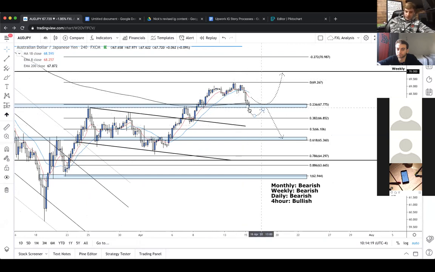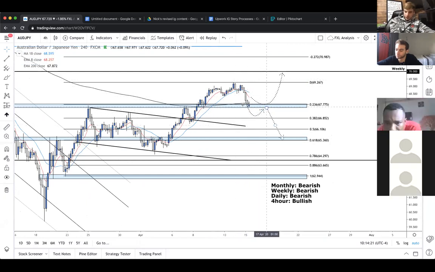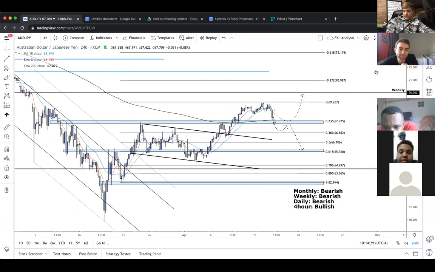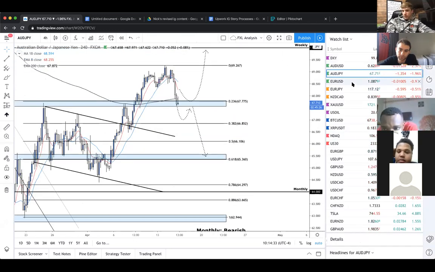If it does break back into this range, looking for a break and retest, right? We're always looking for confirmations. We're just following price action. Oh yeah, so that's AJ too. This one's looking pretty good. I like trading AJ. Definitely a good pair.